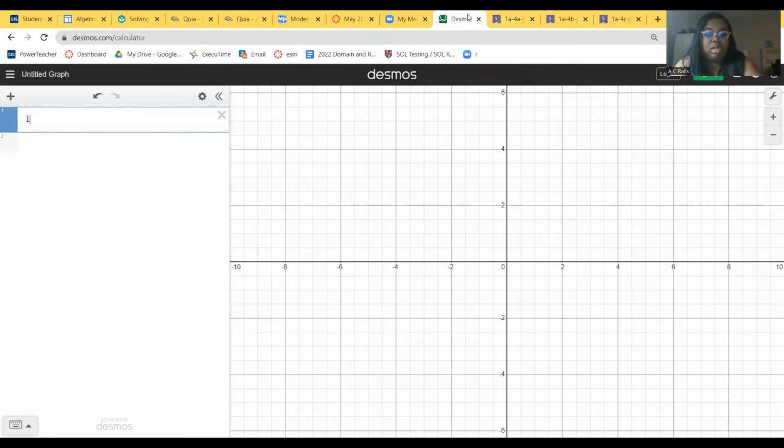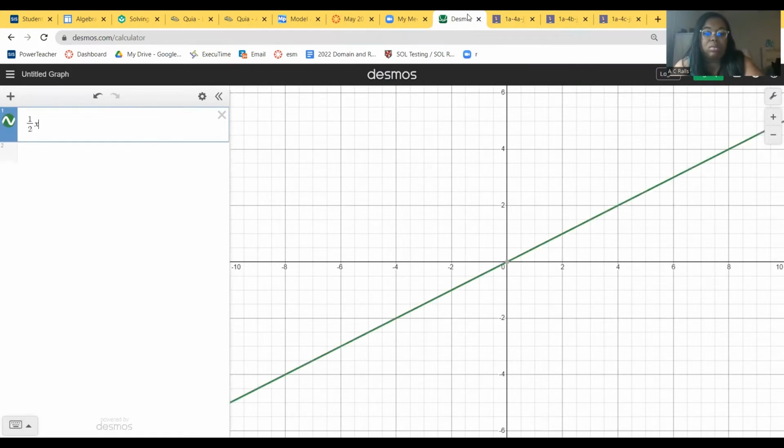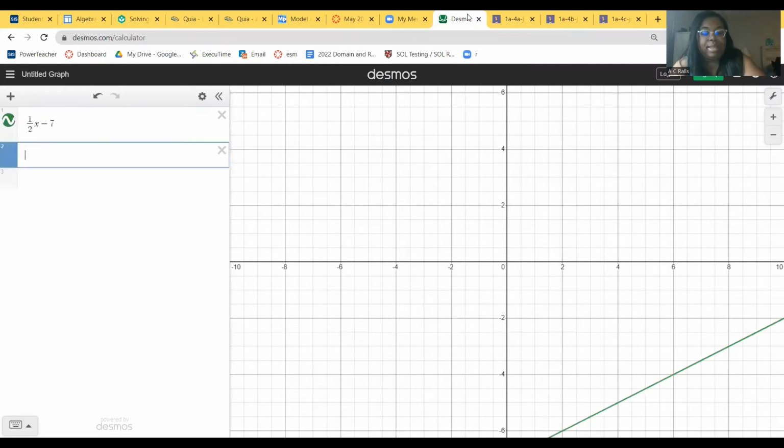And then we'll do the first set, which is 1 divided by 2, x minus 7. And on the other side, we have 5 minus 3, parenthesis, 5 divided by 6, x minus 2.